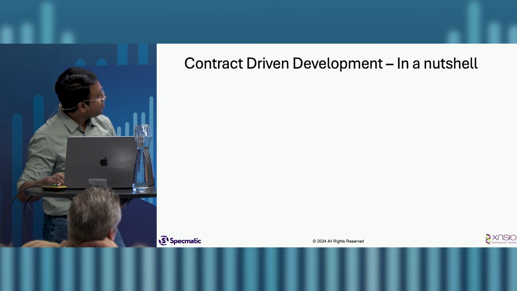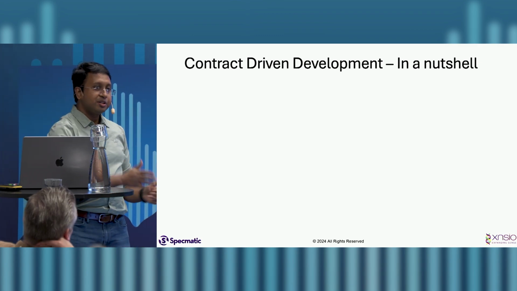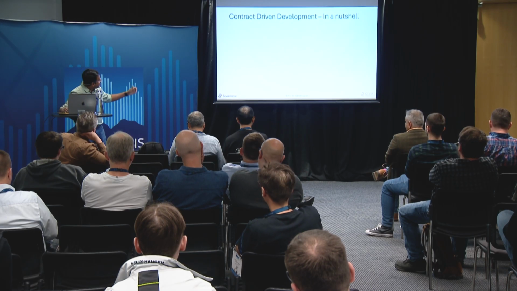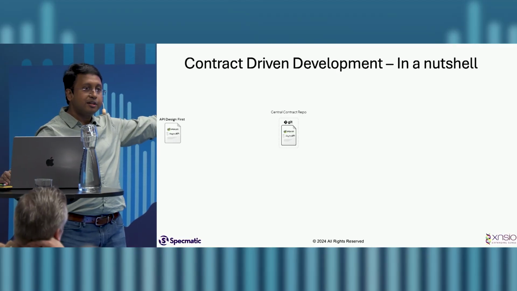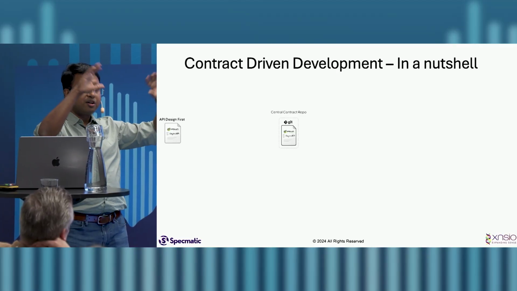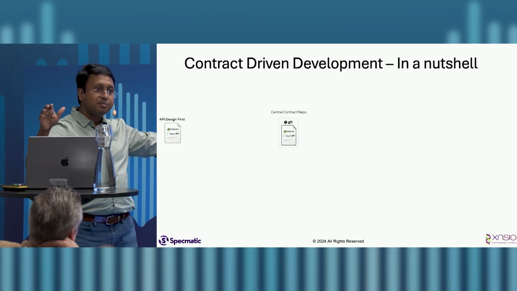API design first is our belief. Moving forward, putting all of this together, what does it look like in a nutshell? Again, recap, I have the API design first. It goes through to the central contract repository. It's the source of truth across all our consumers and providers.